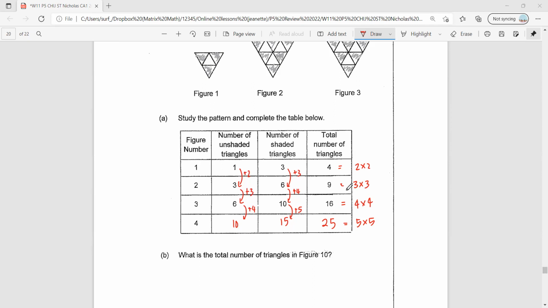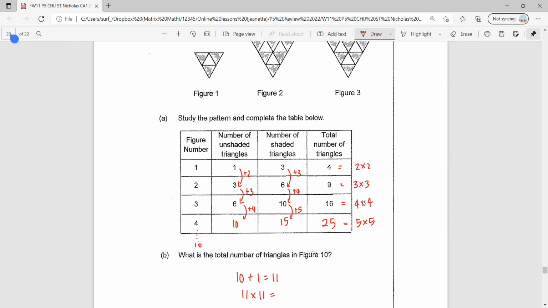Okay, based on what I just said, these numbers here. What's figure 10? If you notice, figure 1 is 2 times 2. Figure 2 is 3 times 3. Figure 3 is 4 times 4. And then figure 4 is 5 times 5. What happens if I go to figure 10? Would this be 10 times 10? No, it will be one more. 11 times 11. So we do 10 plus 1 first, which is 11, then 11 times 11.